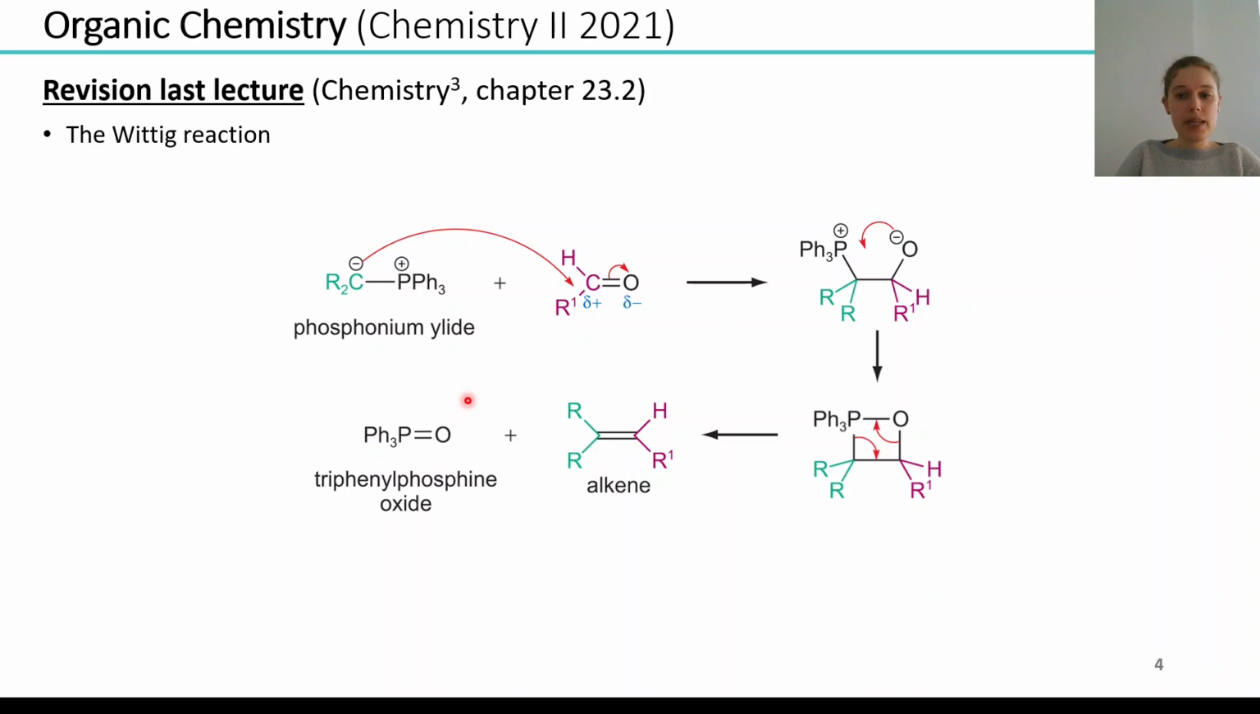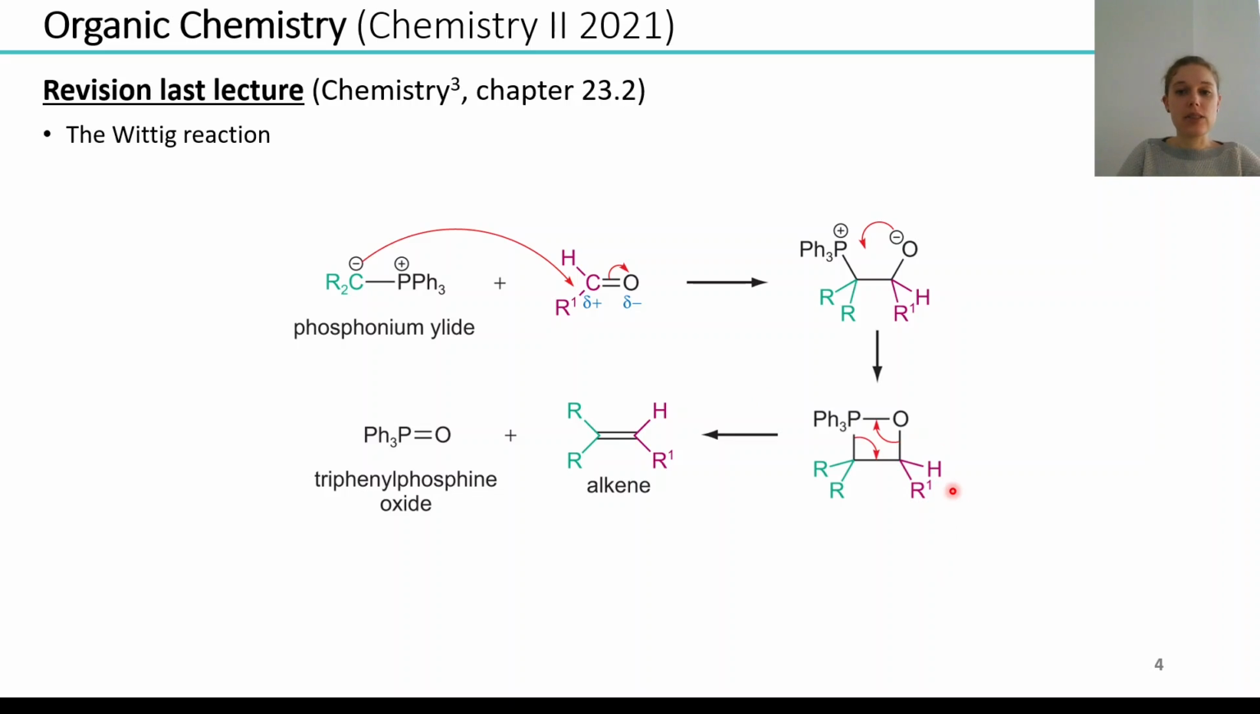And phosphonium ylides are prepared in two steps from primary or secondary halogenoalkanes. The Wittig reaction starts with the reaction of the negatively charged carbon of the phosphonium ylide with the partially positively charged carbon of the carbonyl group. Hereby, betaine is formed.